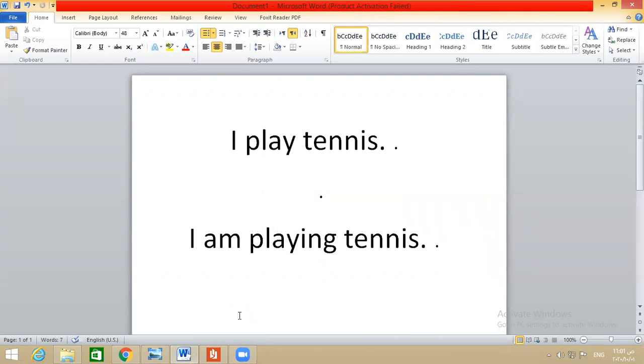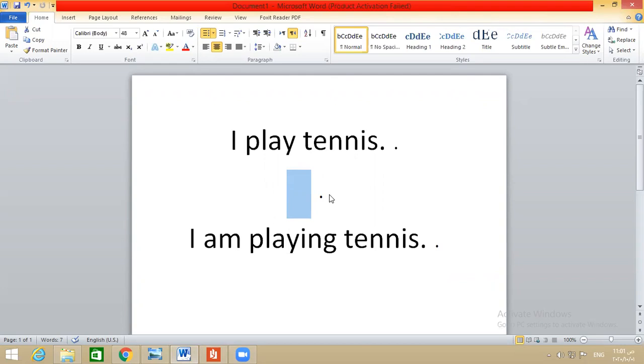What's the difference? I'm sure that you noticed that the difference in grammar is that the first sentence is present simple, the second sentence is present continuous. But what's the difference in meaning? Who can tell me the difference in meaning? The difference in meaning depends on the use of each tense.